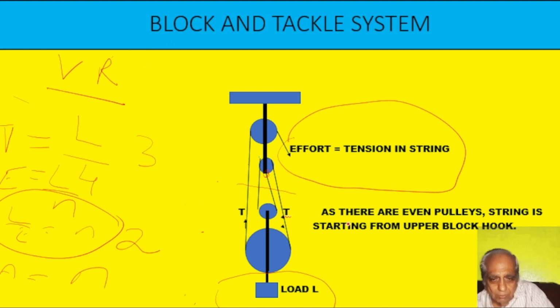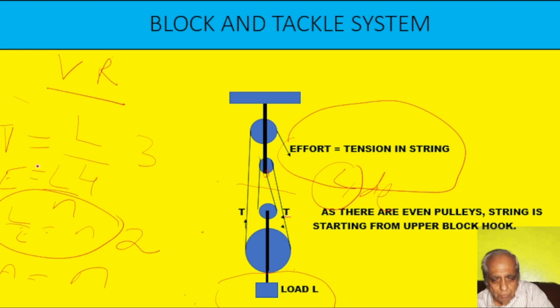So if the distance moved by effort is 4 dl, this is the distance moved by effort, and this is the distance moved here, dl. Therefore, velocity ratio is 4, the number of pulleys. Therefore, even in case of block and tackle system, velocity ratio is equal to mechanical advantage is equal to number of pulleys.